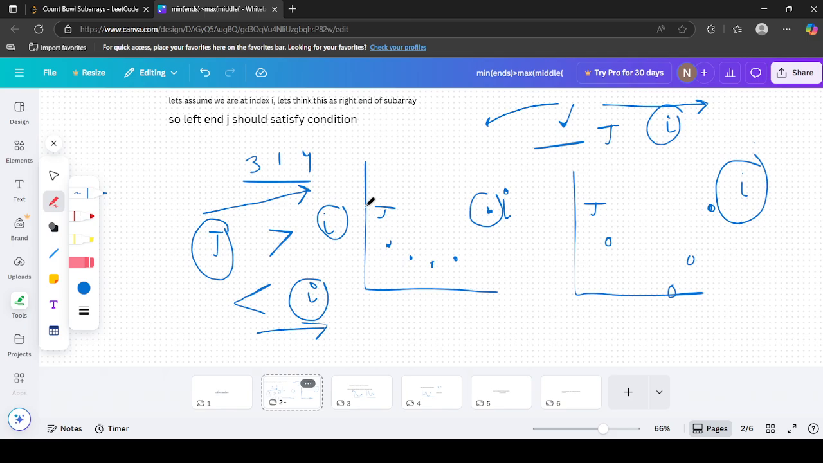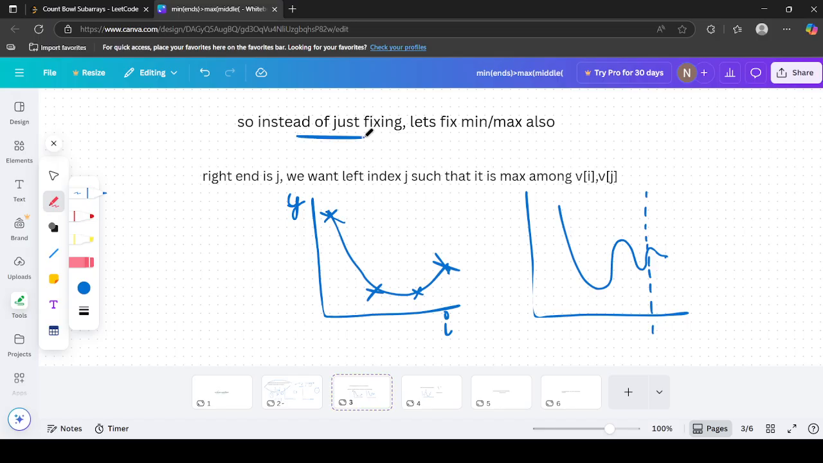So for now we can simplify this: we are fixing the index i such that the element at index j is the maximum among j and i and it satisfies the given condition. This is still the better part, because we are still able to specify the specific requirements we want. So instead of just fixing i and j, let's fix the minimum and max of elements also.